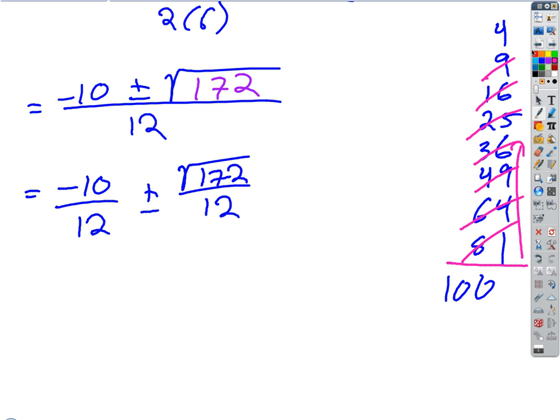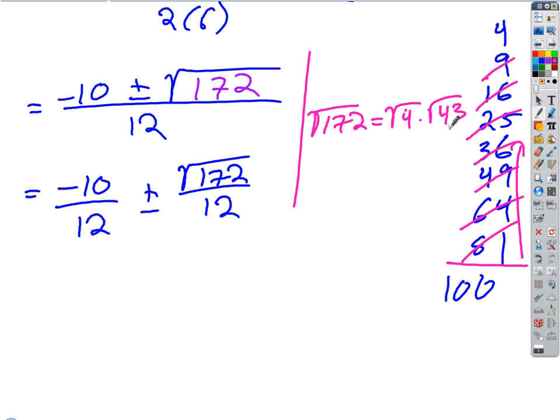What about 4? That works. 4 goes into 17 4 times with 1 left over, and it goes into 12 3 times, right? So 4 times 43 would go into 172. So we had to go clear down the list, but there was one. So we could simplify the square root of 172 to be the square root of 4 times the square root of 43.